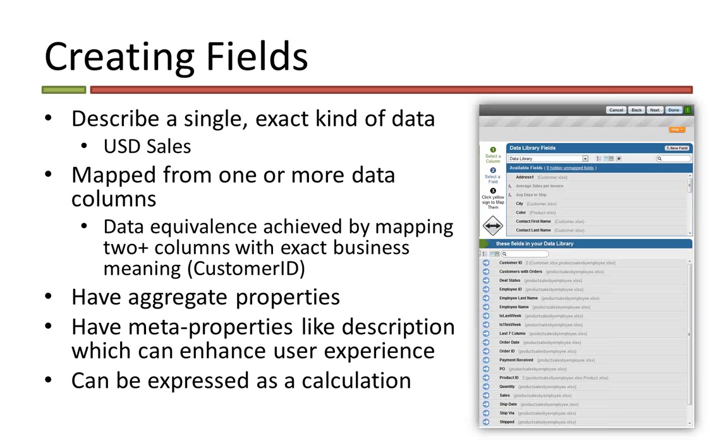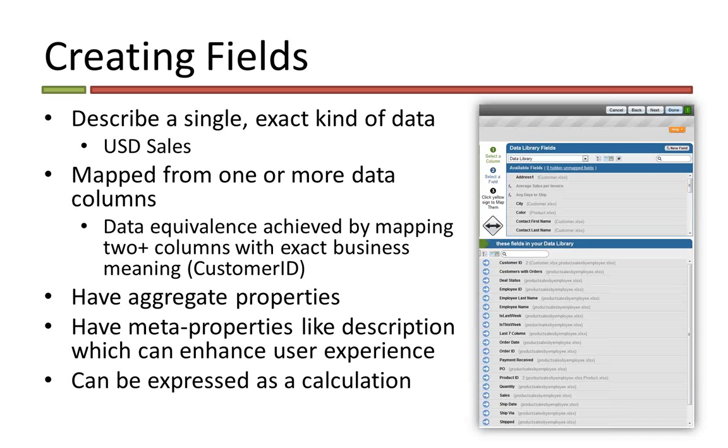The second step is creating fields. We have to create the first usable object in the library, if you will, and that is a field. Any particular field describes a single exact kind of data. US dollar sales, a single exact kind of data. Customer ID, a single exact kind of data, something that we want to use later on to help define our subjects and other reporting tools.